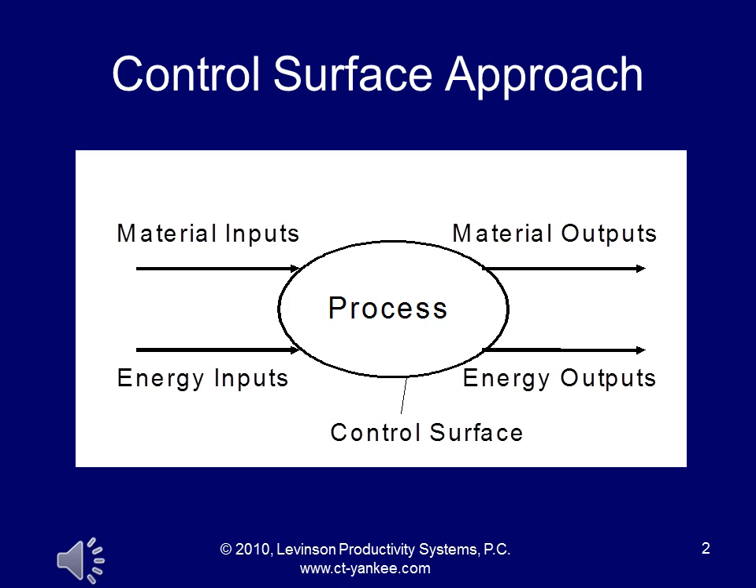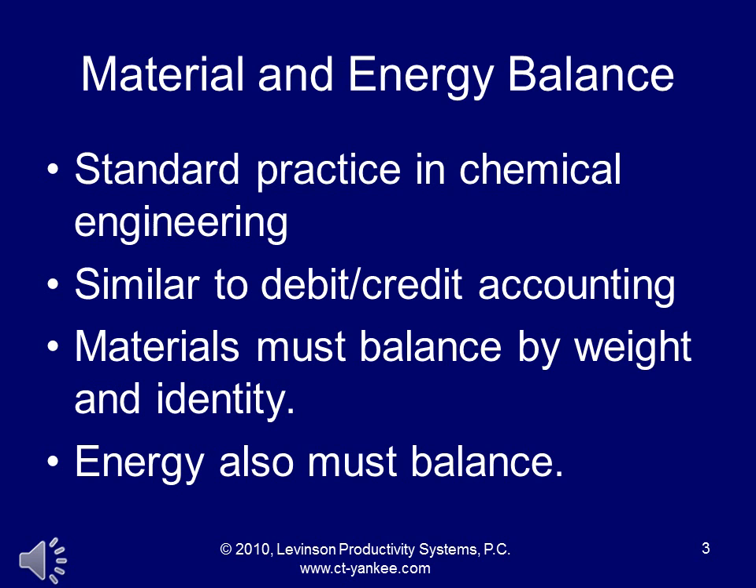We said in the last section that we didn't think too highly of the carbon footprint as an energy consumption metric or an energy waste metric, because there's plenty that the carbon footprint can overlook that simply cannot hide from a control surface and material and energy balance approach. We said material and energy balance is similar to debit-credit accounting. Everything has to balance in both quantity and kind. Materials have to balance by weight and identity, and energy also has to balance.